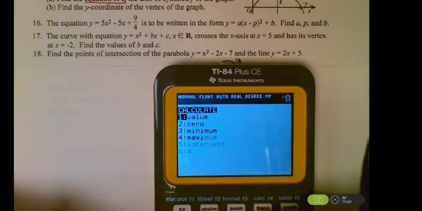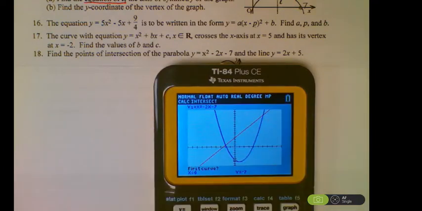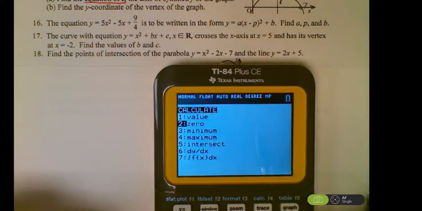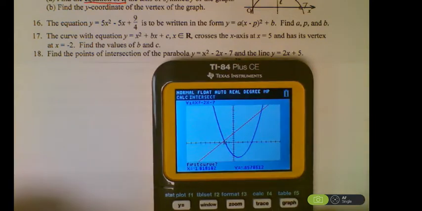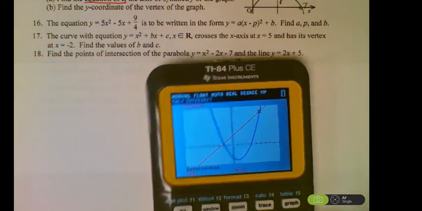So if I go under calc and choose intersect, there are two scenarios here, so I'm just going to put my cursor near one of them and hit enter, enter, enter. And you can see right there we get our first point of intersection. And then if I go back under calc and choose intersect and put my cursor closer to the other one, so I'm scrolling over to the right here and hit enter, enter, enter. Then there you go. We have our other point of intersection. So that's an easy way to solve if it's a calculator scenario.